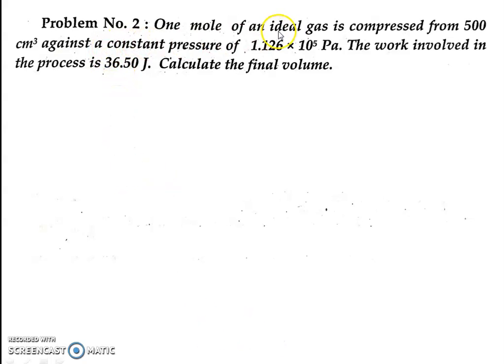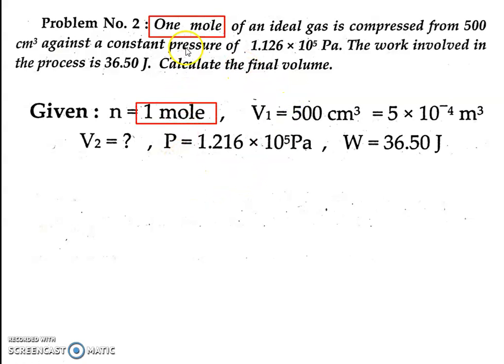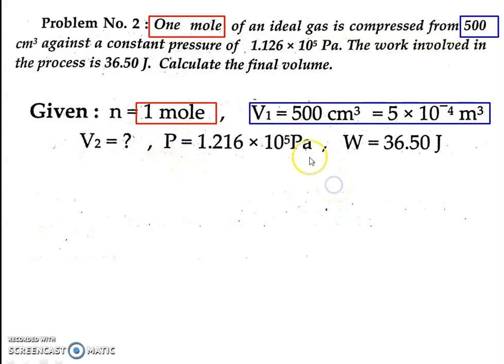Second example: 1 mole of an ideal gas is compressed from 500 cubic centimeter against a constant pressure of 1.126 into 10⁵ Pascal. The work involved in the process is 36.5 joule. Calculate the final volume. Now what is given here? The number of moles is given: 1 mole of ideal gas. Then the initial volume is also given. The initial volume is 500 cubic centimeter. It means 5 into 10⁻⁴ cubic meter.